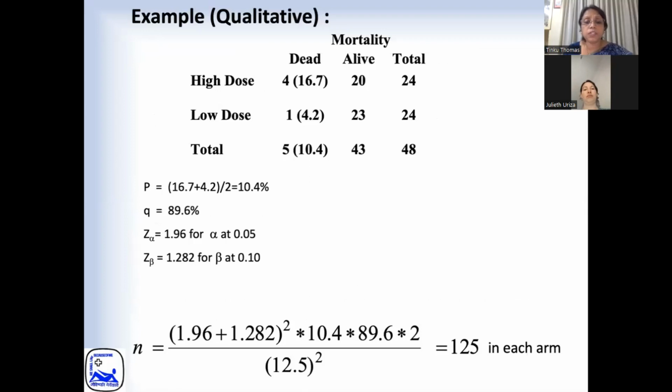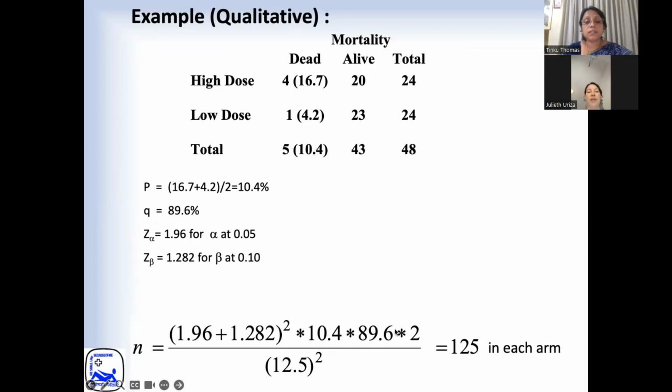Are you able to see my cursor over here on the screen? Yes, it's visible.